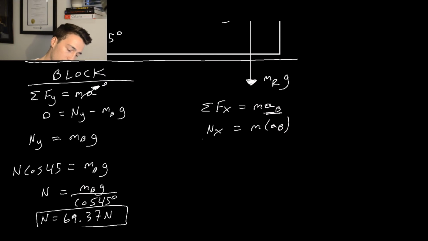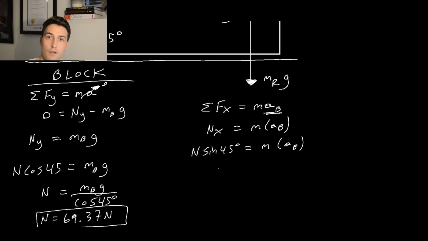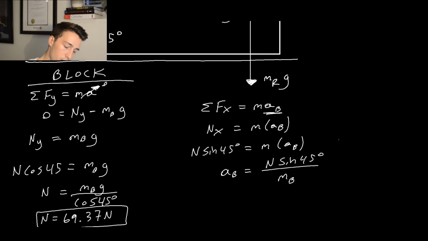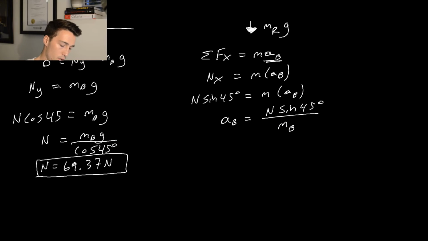So now we can write what is Nx, or what is the normal force in the x direction. Well, that's going to be the normal force times sine of 45, and that's going to equal M Ab. So now I can solve for the acceleration of b. Acceleration of b is equal to the normal force times sine 45 divided by the mass of the block. So if we plug all those in, we get the acceleration of the block is equal to 69.37 newtons times sine of 45 divided by 5. And we get 9.81 meters per second squared.